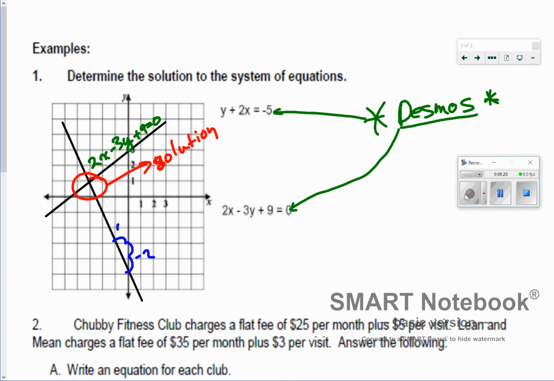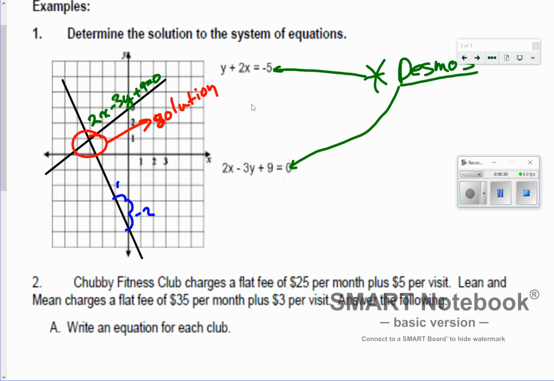Another way to do this would be simply by solving for y on this first equation. Y is equal to 2x minus 5. Subtract 2x from both sides, and you get y is equal to negative 2x minus 5. And from there, you can graph it. You find your y-intercept of negative 5, and then you can use the slope to find the next point on it. The same can be done for the other equation. Now remember, you're supposed to use Desmos, but if you don't have Desmos, you just solve for y.